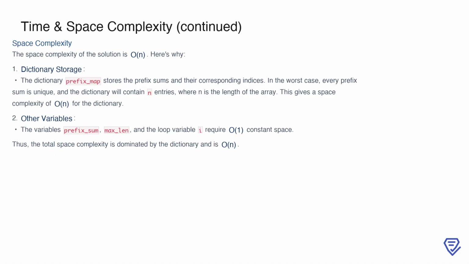The space complexity of the solution is O(n), primarily due to the use of a hash map to store prefix sums. In the worst-case scenario, where every prefix sum is unique, the dictionary will store n entries, corresponding to the length of the input array. This is the dominant factor in the space complexity. Apart from the dictionary, the algorithm uses a few auxiliary variables like the current prefix sum, the maximum subarray length, and the loop variable. Each of these requires only constant space, or O(1). Therefore, the total space complexity is determined by the dictionary, making it O(n).